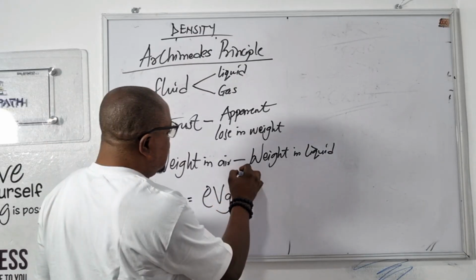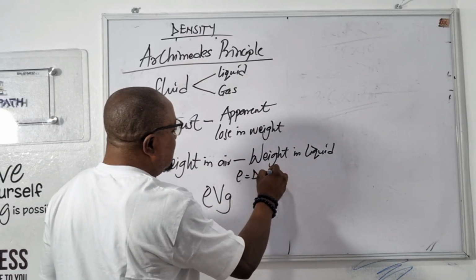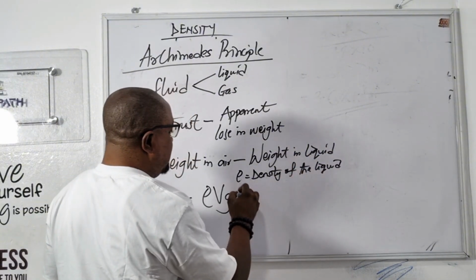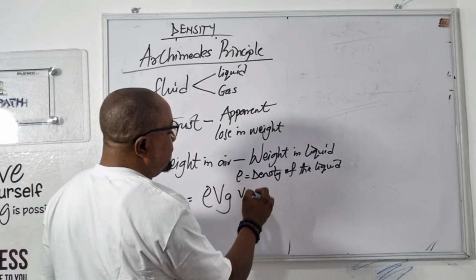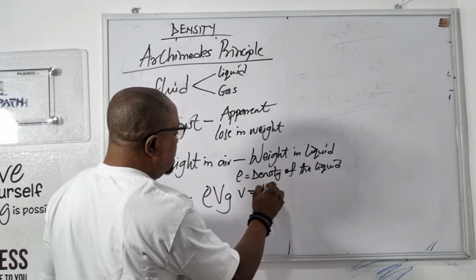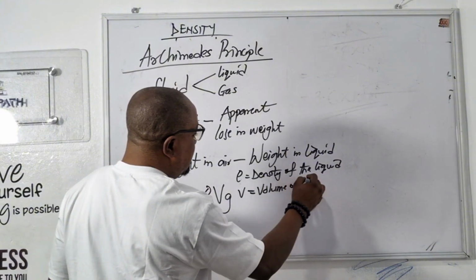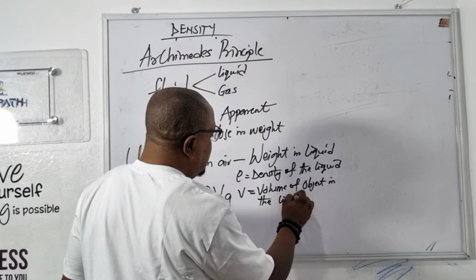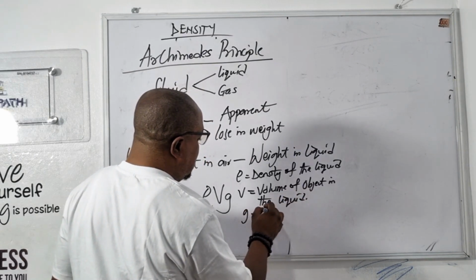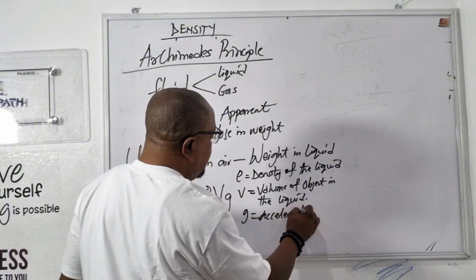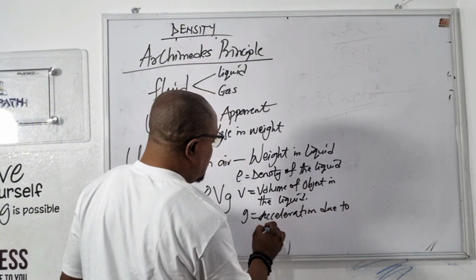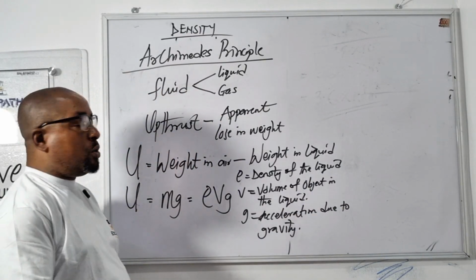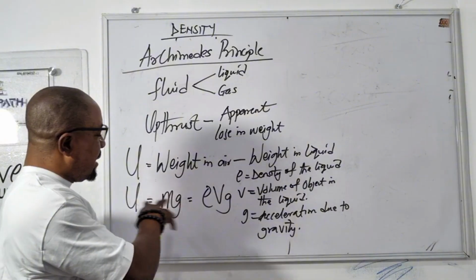So U equals density times volume times g. What is this density? This density is the density of the liquid. And V is the volume of the object in the liquid. g is acceleration due to gravity. We also have a lot of other formulas regarding upthrust.